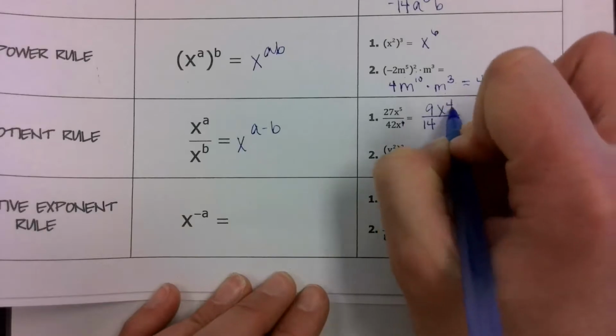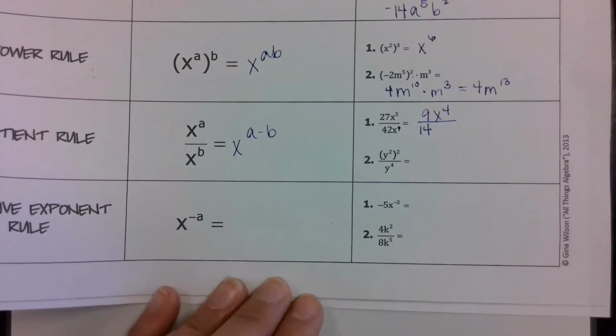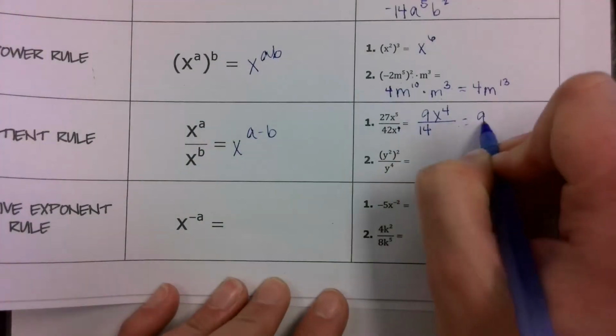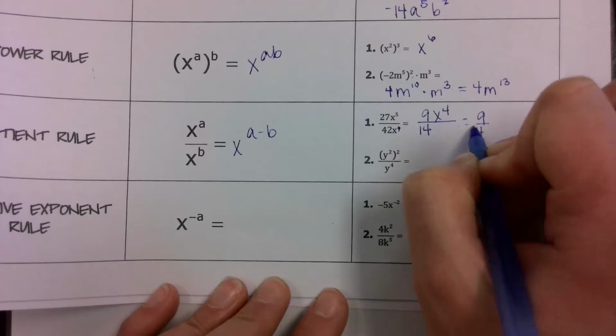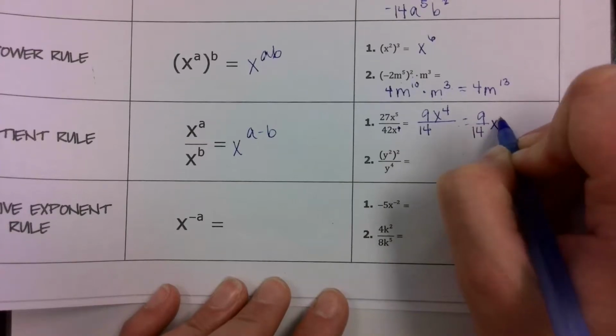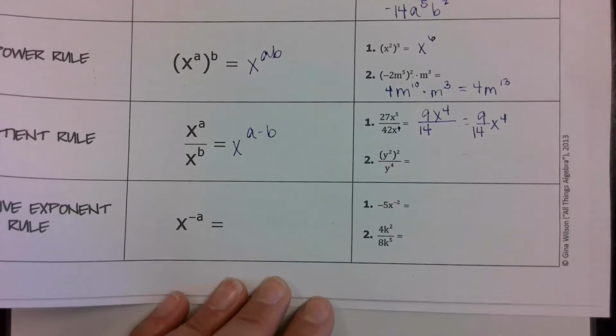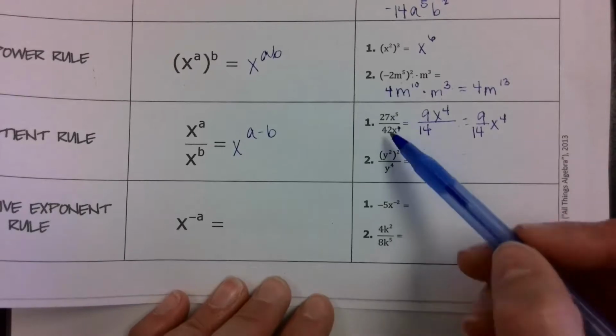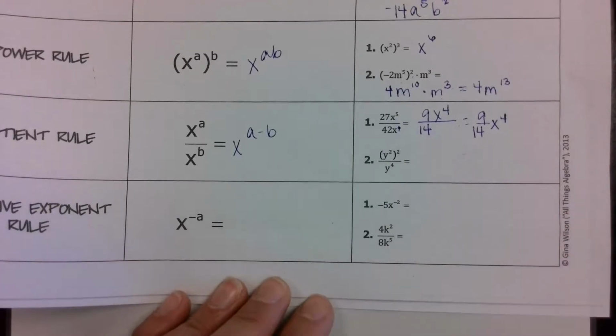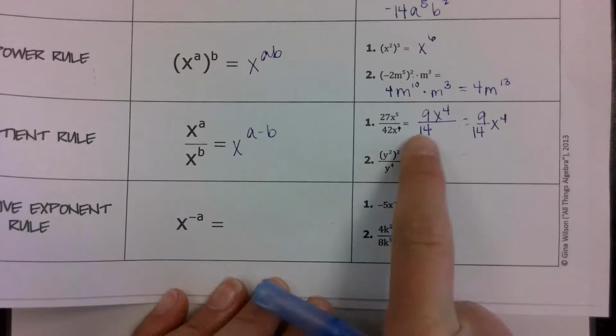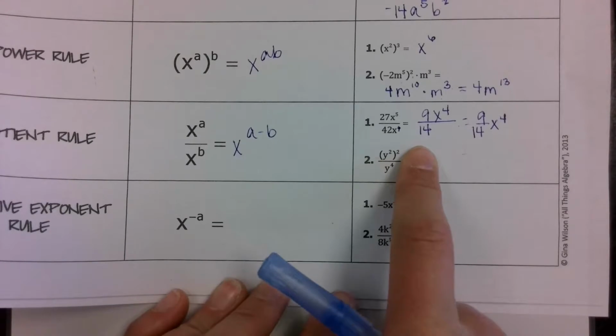Is that okay? They may also write that like 9 over 14 and have the x to the fourth off to the side. They're both the exact same thing. Questions on that one? Yep, because our regular rules for math still apply with that 27 and 42. So we just divided those. It doesn't go evenly, so we write it in the simplest fraction. And then just subtract your exponents.